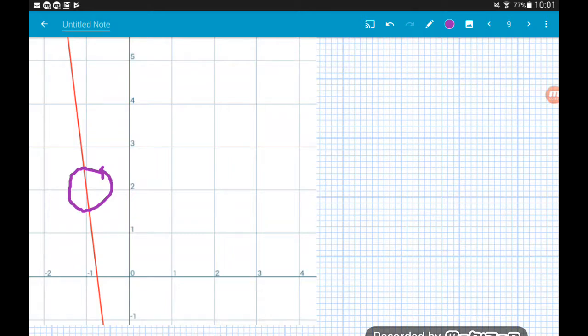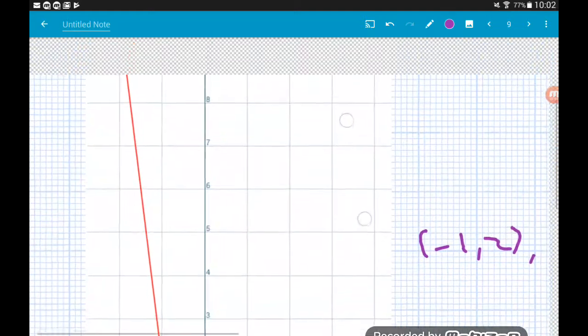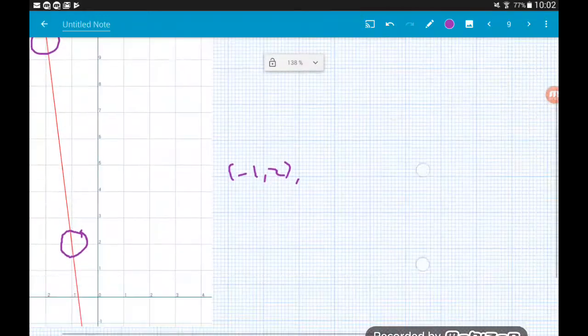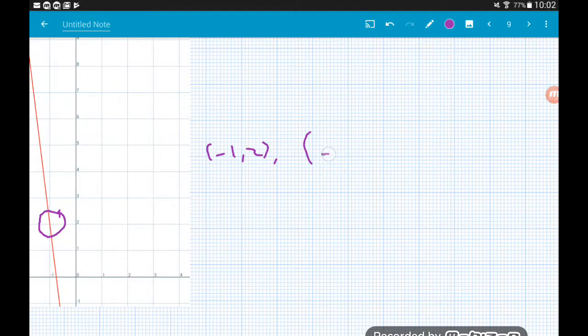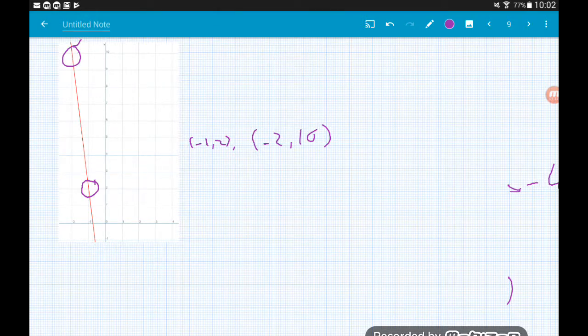So this one is minus 1, 2. And then this one up here is 1 to the left, so it's going to be minus 2, and then the y coordinate is 10. So our coordinates here then are minus 2, 10. So what we do in a situation like this where we can't write down the y-intercept from the get-go, we need to first of all find the gradient. So remember, we're playing with y equals mx plus c. We need to find m first of all.